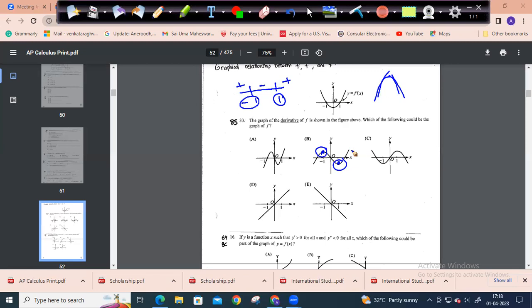Yeah, we'll solve many questions. I'll cover all the models that are there in this. So you'll definitely be confident by the end of the class that you can solve any question related to the relationship between f dash and f double dash.